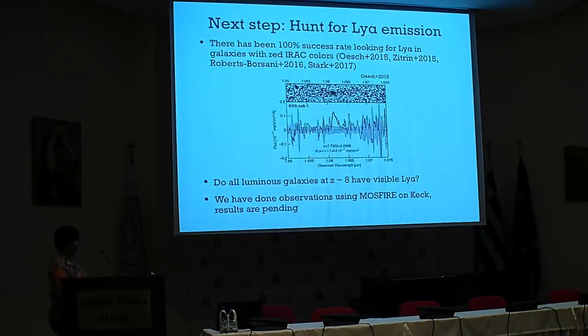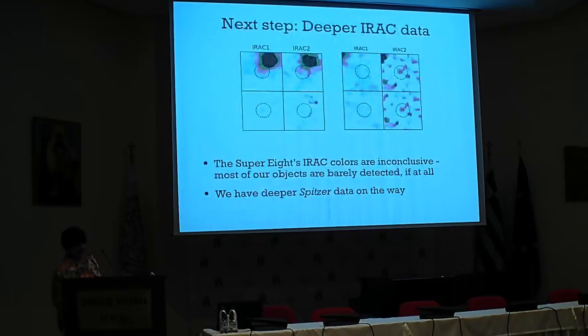Okay, so next step, we're going to look for Lyman alpha emission. We've actually already done some Keck observations on 4 of these galaxies. This is not one of them. That's one of the Roberts-Borsani galaxies. So stay tuned for that, because everybody else has had such luck looking for Lyman alpha. Maybe we'll get lucky too, but I don't have any results on that yet. And then finally, we're also getting deeper IRAC data, which will make me feel a lot better about life.